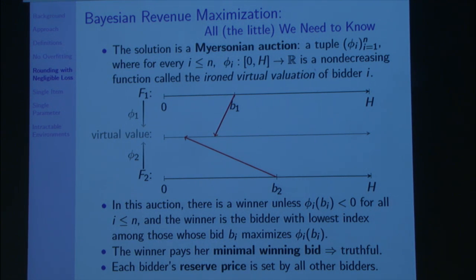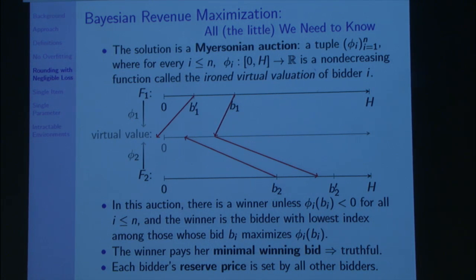That relates to what you said earlier. So take the bid of bidder 1, apply his virtual value transformation to it, apply the inverse of bidder 2's virtual valuation transformation to it. You get something in bidder 2's bid space. If he bids above it, he wins. If he bids below it, he loses. We're going to call this the reserve price for the second bidder.